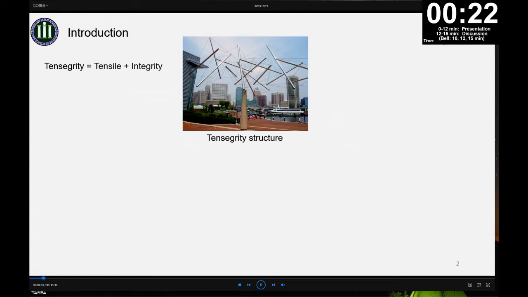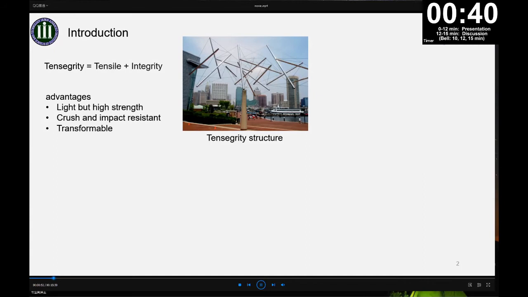It is composed of several compression and tension elements, which are bars and ropes. The advantages of this structure are obvious. This structure can be very light, however, it is very strong. With the feature of softer material, it has a high resistance to external forces, and most importantly, it can be transformed into many shapes depending on the connection relationship and the length of the ropes.